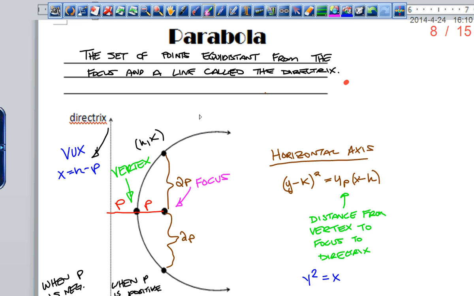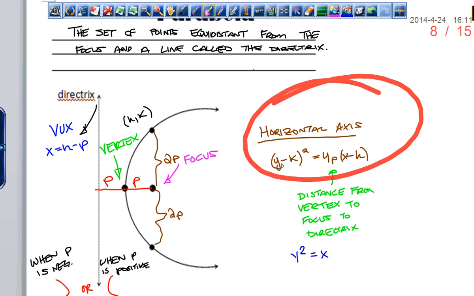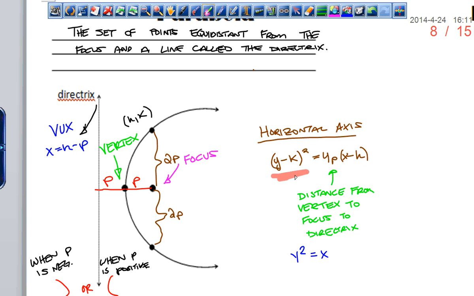All right. Let's see what else we got. The equation. If it's horizontal, then the y is going to be squared, not the x. Now, we're not used to seeing that. We're used to seeing the reverse of this with x being squared. We'll get there in a second, but normally, or really all the time for horizontal, it's got to be the y that's being squared.